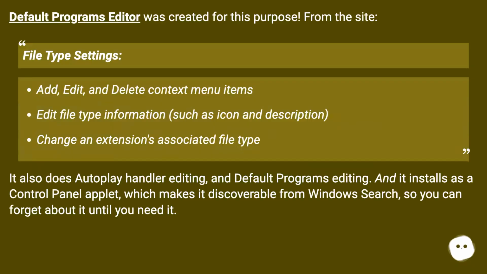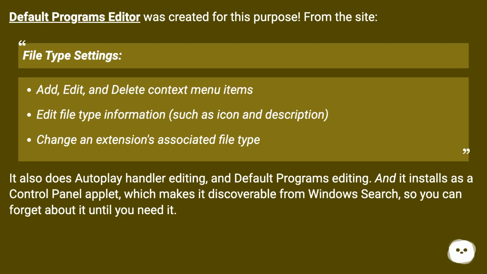Default Programs Editor was created for this purpose. From the site: file type settings, add, edit, and delete context menu items, edit file type information, such as icon and description, change an extension's associated file type. It also does autoplay handler editing, and default programs editing.